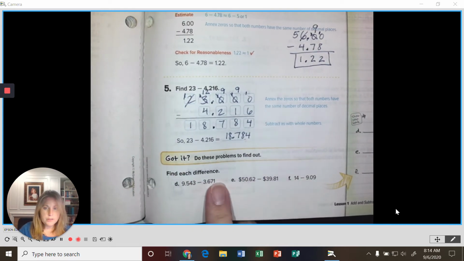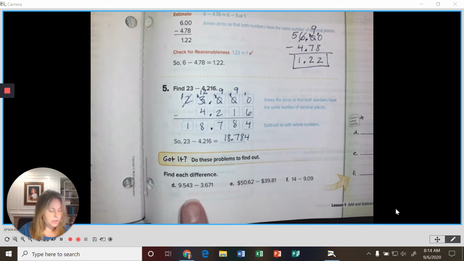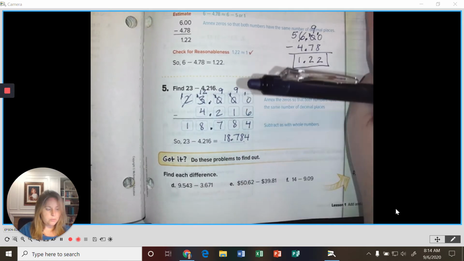Okay, find each difference. We're going to do some examples off to the side. There's not a whole lot of room to work here, so I'm just going to copy this problem over to my workspace.